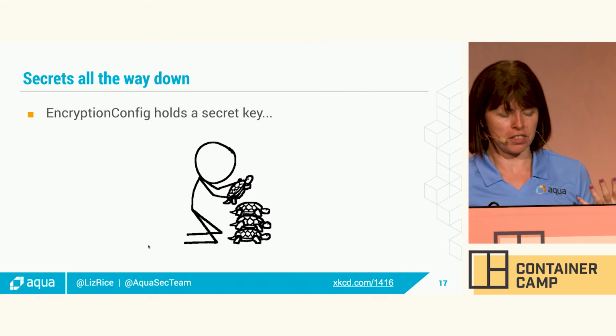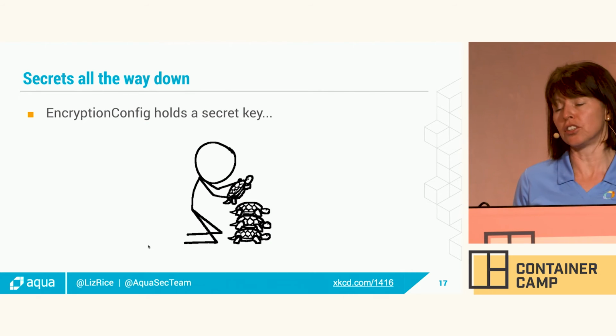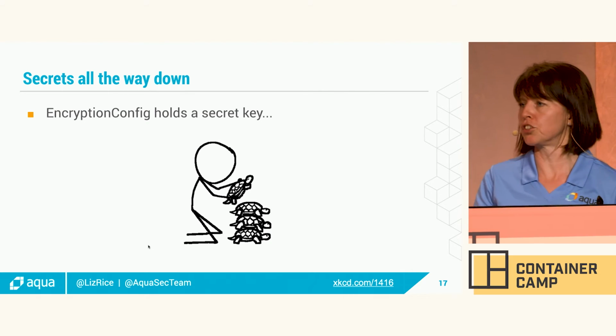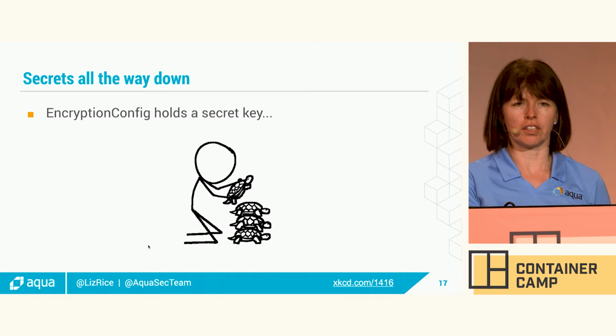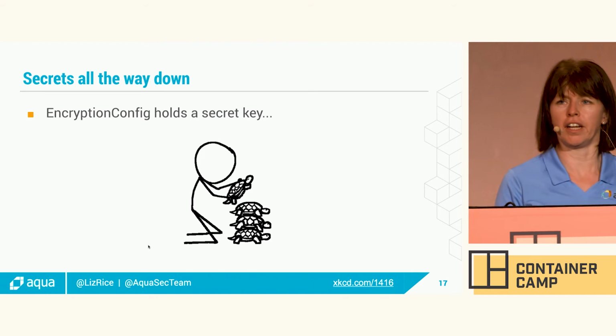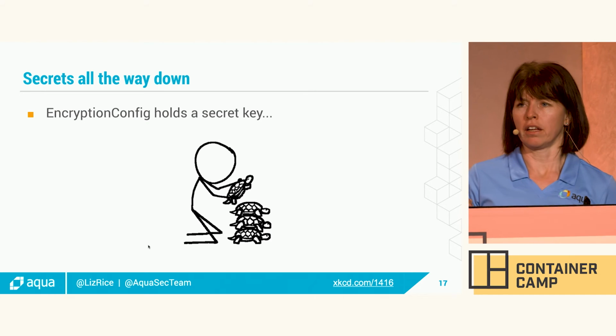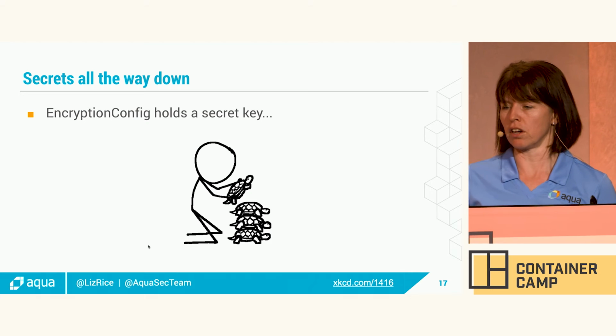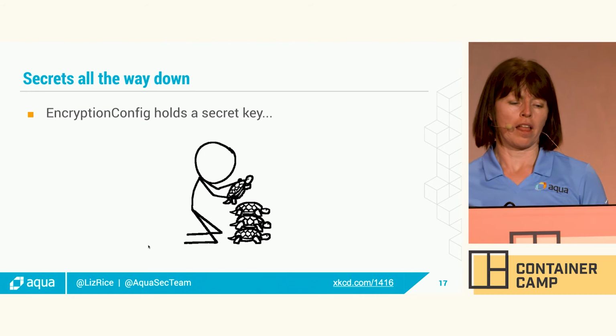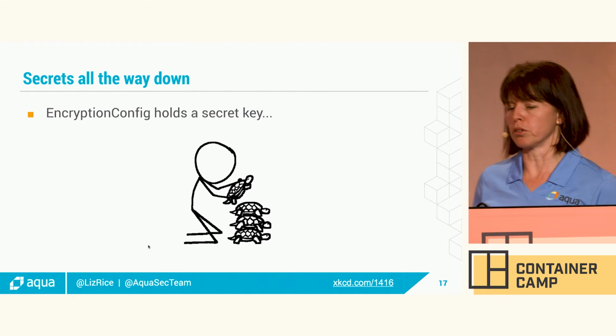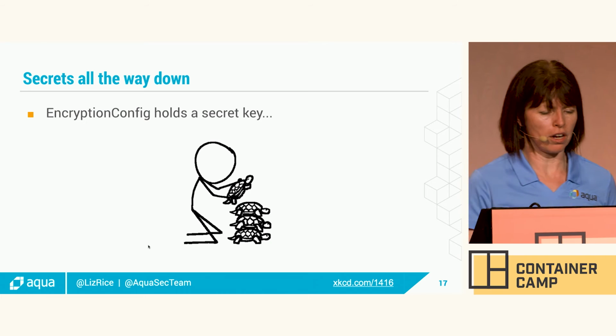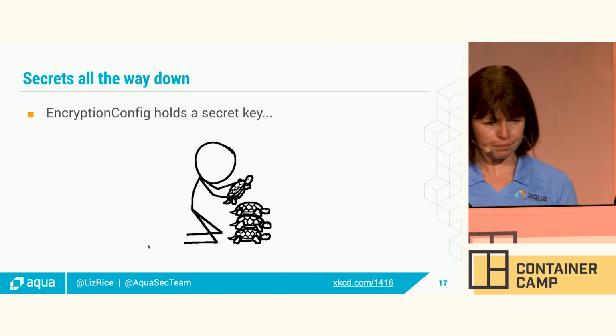At the moment, the advice in Kubernetes is to basically restrict access to the encryption config file to make sure it's only accessible by the user that starts Cube API server. I guess maybe it would be possible to do something like remove the file after it had been used, something like that.